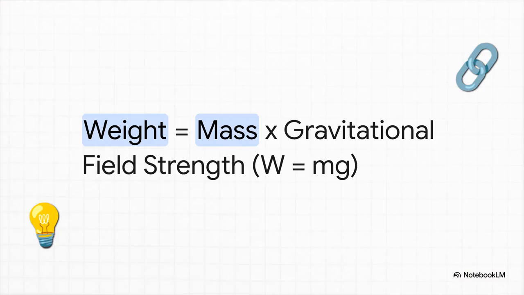And here it is. W equals mg. Your weight is equal to your mass multiplied by the gravitational field strength. This is the key equation that links these two ideas. That little letter g tells you how strong the gravitational pull is at a certain place. Right here on the surface of the Earth, g is about 10 newtons for every single kilogram of mass.